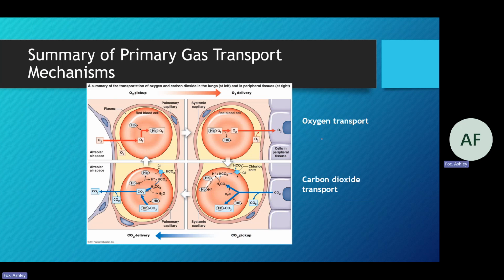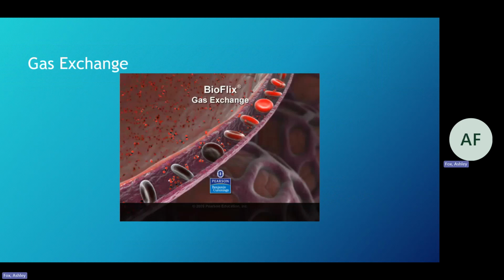So just looking at the differences. Oxygen transport, 98.5% is just bound to hemoglobin, bound to the iron molecule in the hemoglobin. Carbon dioxide, most is bicarbonate ions, but it does have the plasma part and the attached to hemoglobin part as well. So it's a little more complicated with that. You can watch that video on your own.